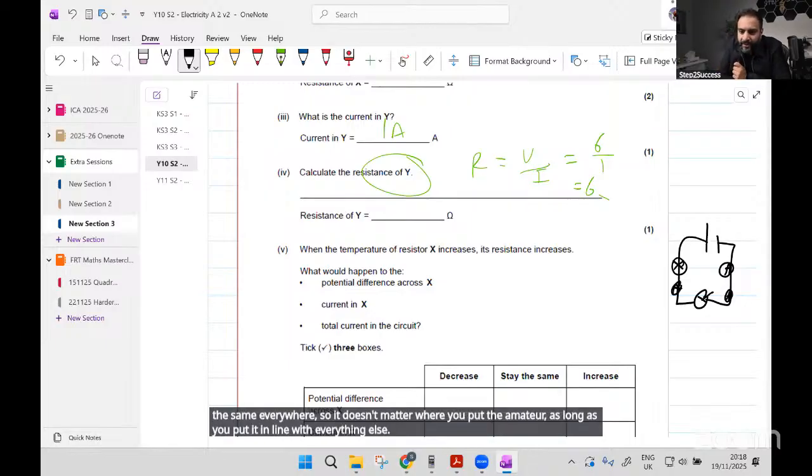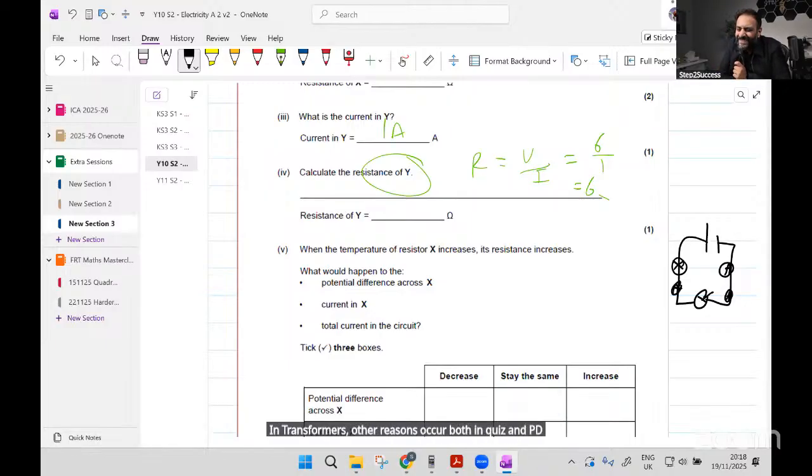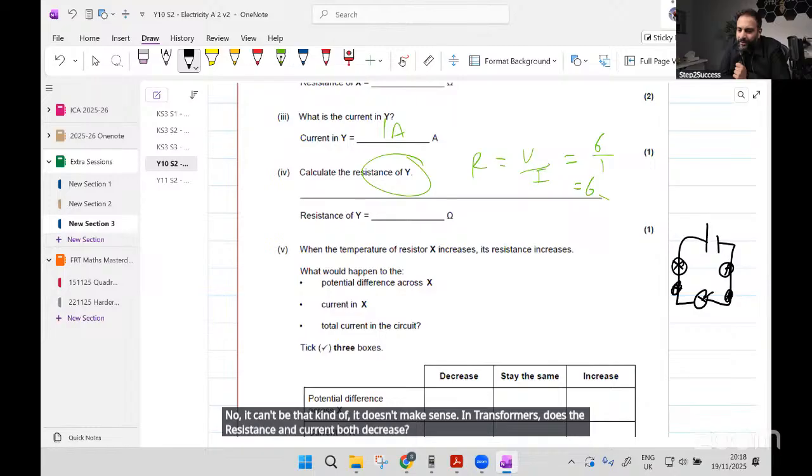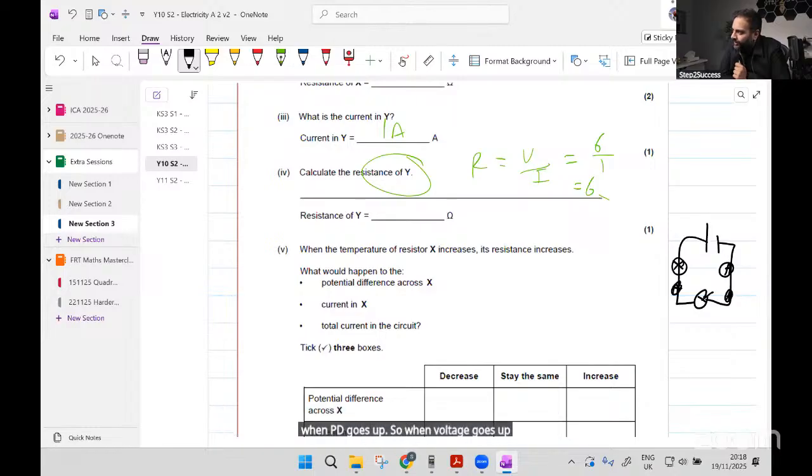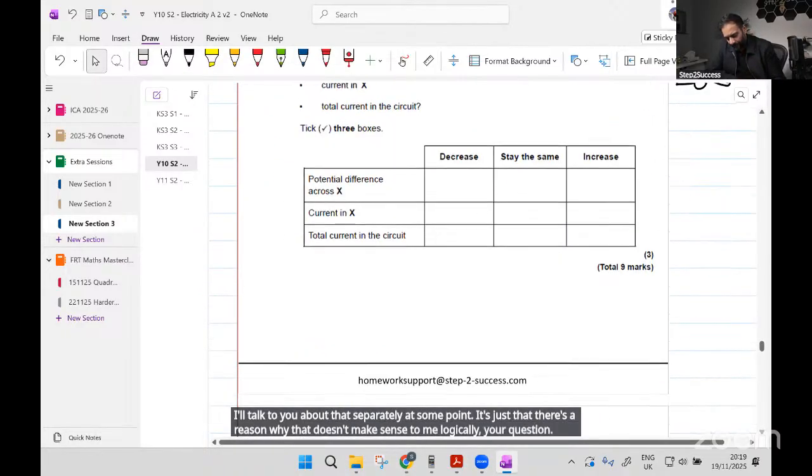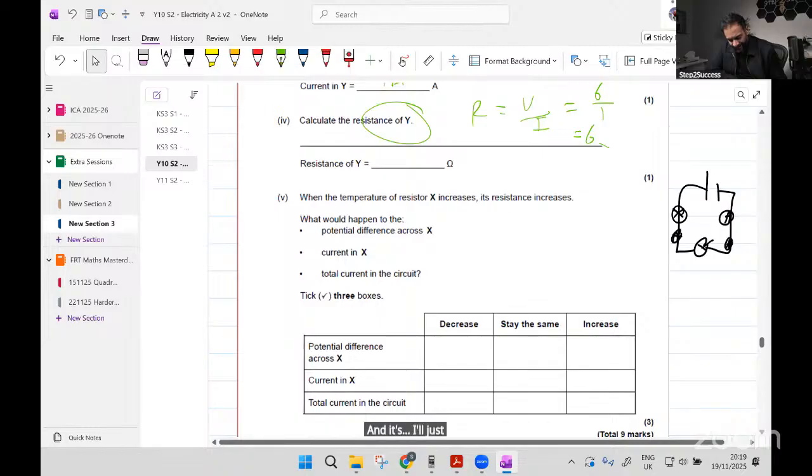In transformers, the resistance and current both increase and PD goes up. No, it can't be that, can it? Doesn't make sense. In transformers, does the resistance and current both decrease when PD goes up? So when voltage goes up, current goes down, but the resistance must be going up as well. I'll talk to you about that separately at some point. There's a reason why your question doesn't make sense to me logically. I'll just finish this question first, and then I'll come back to that.